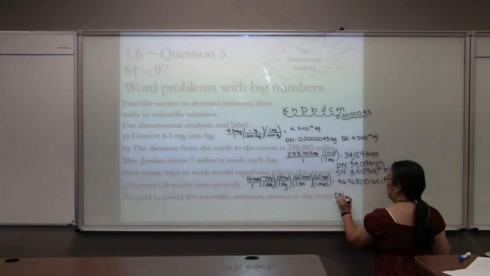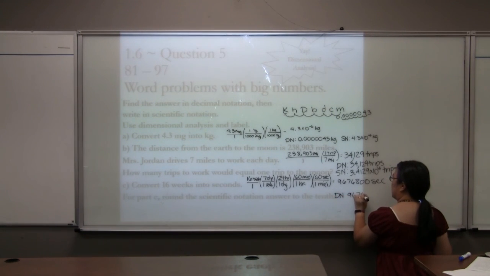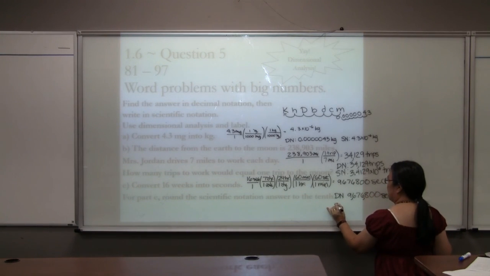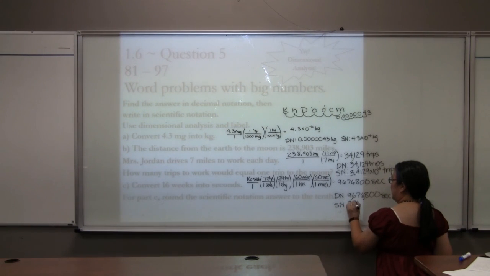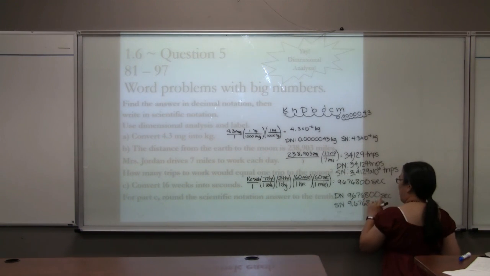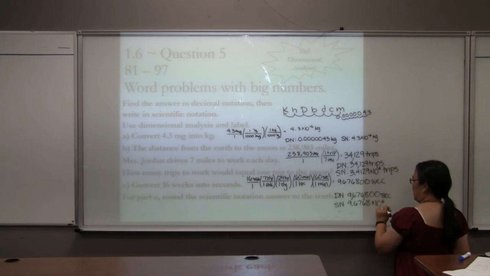So our decimal notation: 9,676,800 seconds. And then scientific notation. Decimal goes after the first number. We get 9.67768 times 10 to the 6, positive 6 because larger than 1, seconds. Make sure you label them both.